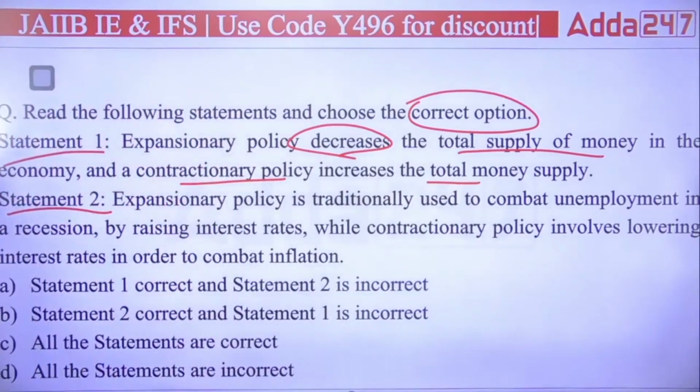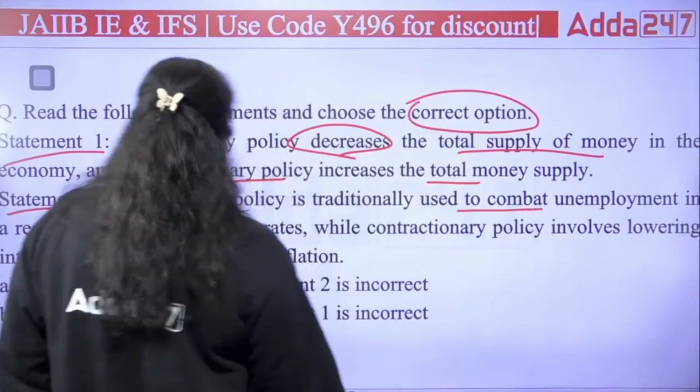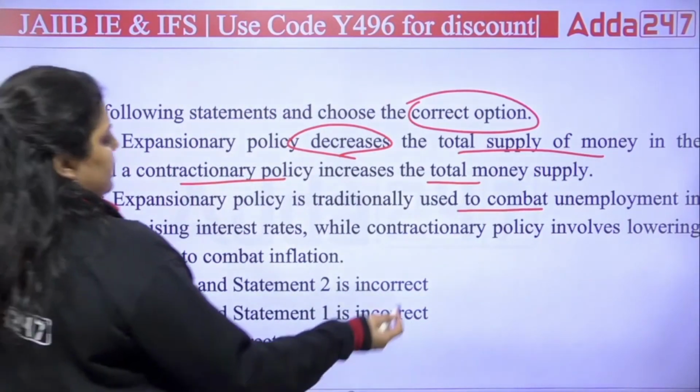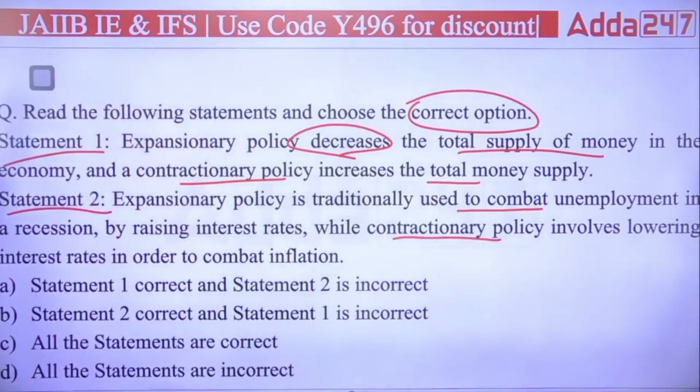supply. Second is saying expansionary policy is traditionally used to combat unemployment in a recent recession by raising interest rate, while contractionary policy involves lowering interest rate in order to combat inflation. What do you think? Which of the following is correct? Actually, both the statements are not correct.